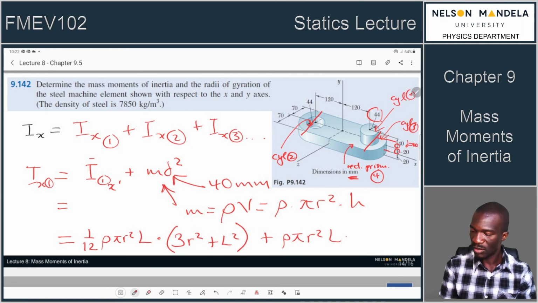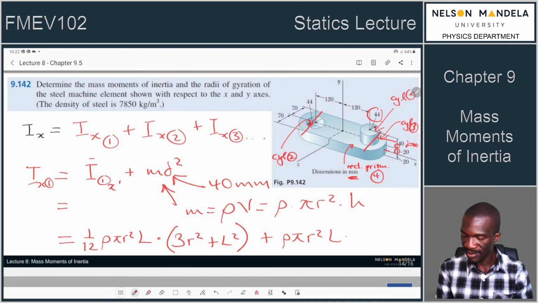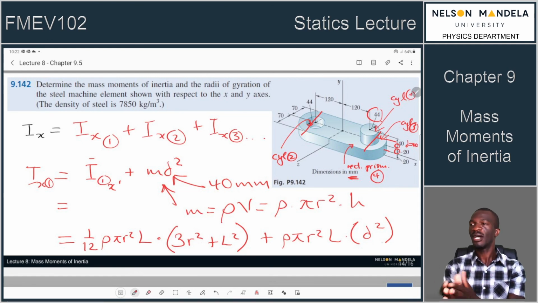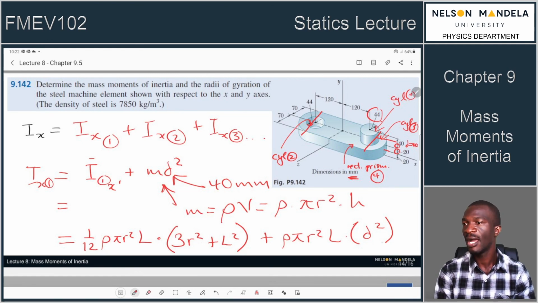We said this is an L of the cylinder, and then this is multiplied by what? This is multiplied by d squared. So our d squared, I think we've already identified that d. So that would be your example area number 1 about the x-axis.